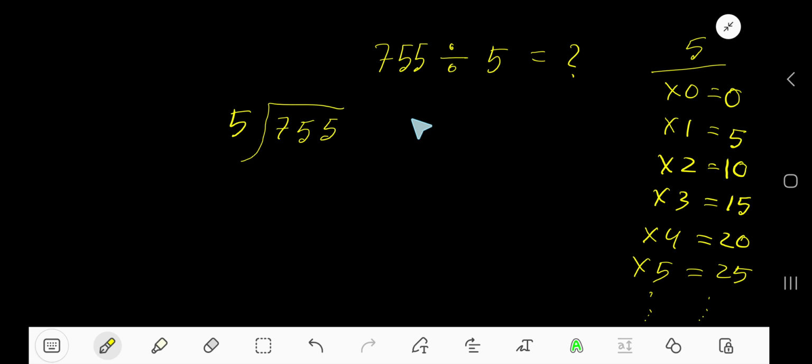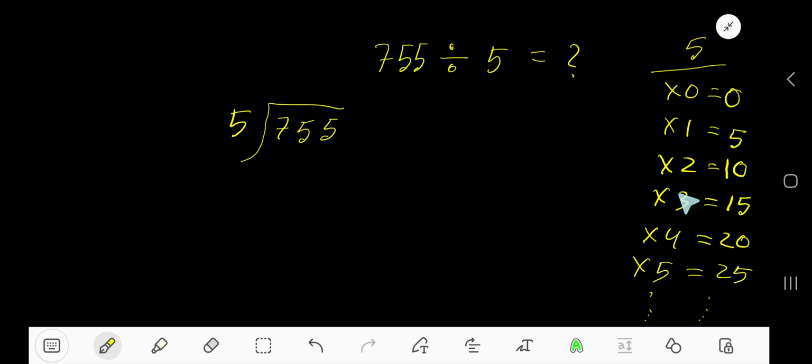755 divided by 5. Here 5 is a divisor, so we need the multiplication table of 5. 5 times 0 is 0, 5 times 1 is 5, 5 times 2 is 10, 5 times 3 is 15, 5 times 4 is 20, 5 times 5 is 25. To find the multiplication table of 5, just add 5 to the previous step. 0 plus 5 is 5, 5 plus 5 is 10, 10 plus 5 is 15, 15 plus 5 is 20.